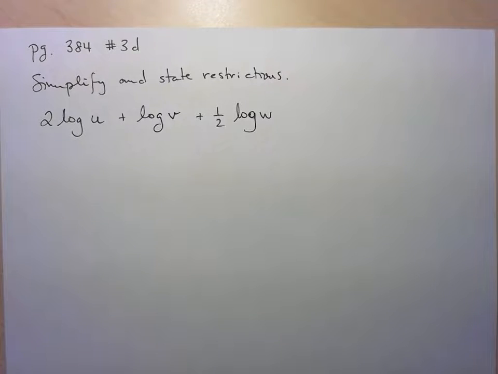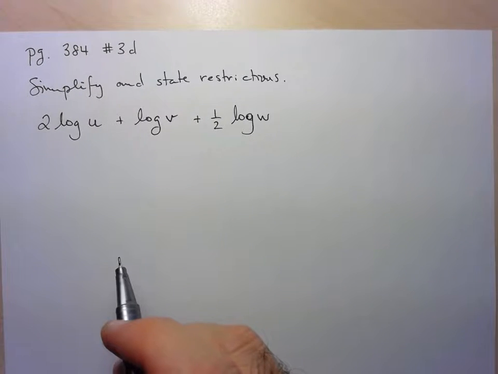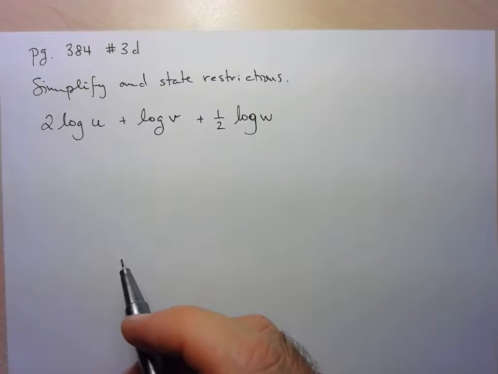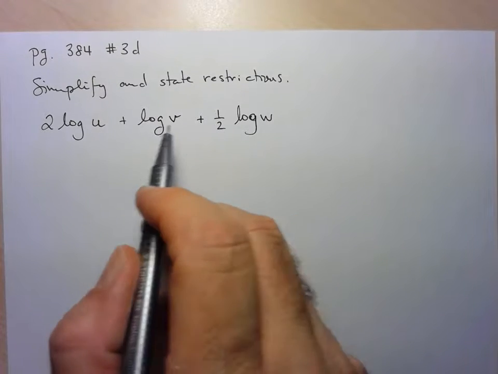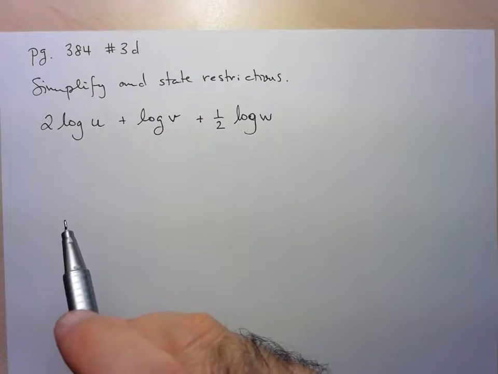Hi folks, we're going to take a look at page 384, number 3D. So they want us to simplify this expression and state any restrictions. Okay, so I see logarithms that are being added together. So that's looking like a good use of the first logarithm rule.